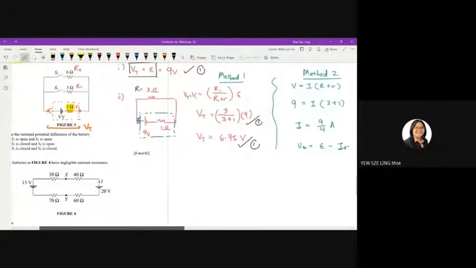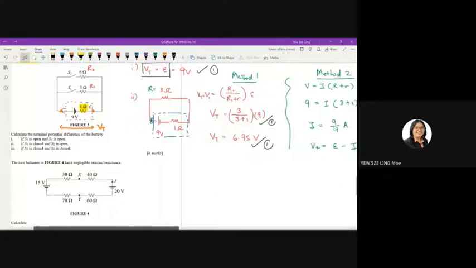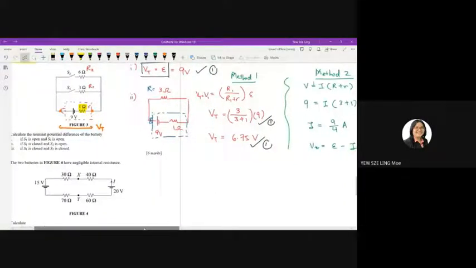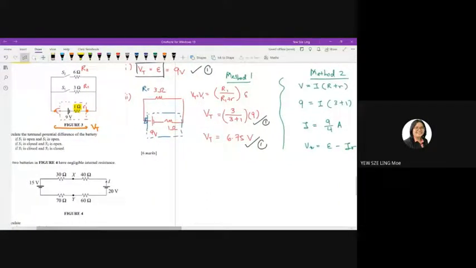Then how about question number 3? Question number 3 tells you now both S1 and S2 are closed. So for question number 3, the circuit that you have is like this. This is your 6 ohm resistor. This is your 3 ohm resistor. And then this is your internal resistance, 1 ohm, and your EMF 9 volt.